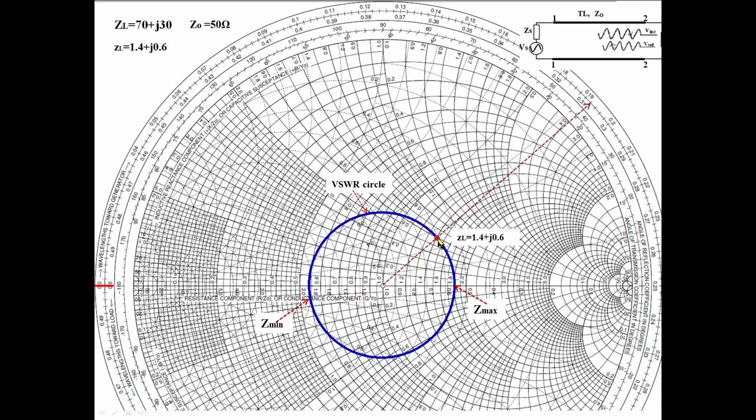You mark that point, the intersection of those two. This is the 1.4 resistance circle, and this is the 0.6 reactance circle. They are intersecting here, so this is the point: ZL equal to 1.4 plus j0.6. Like this we have to mark.